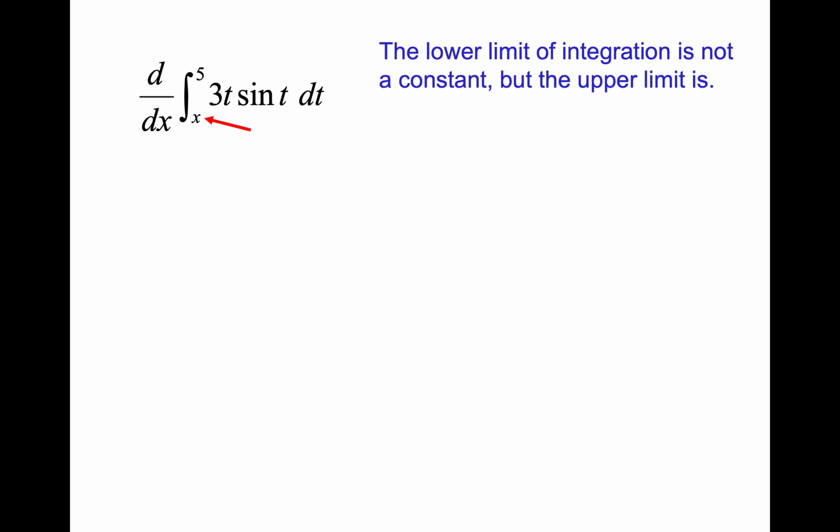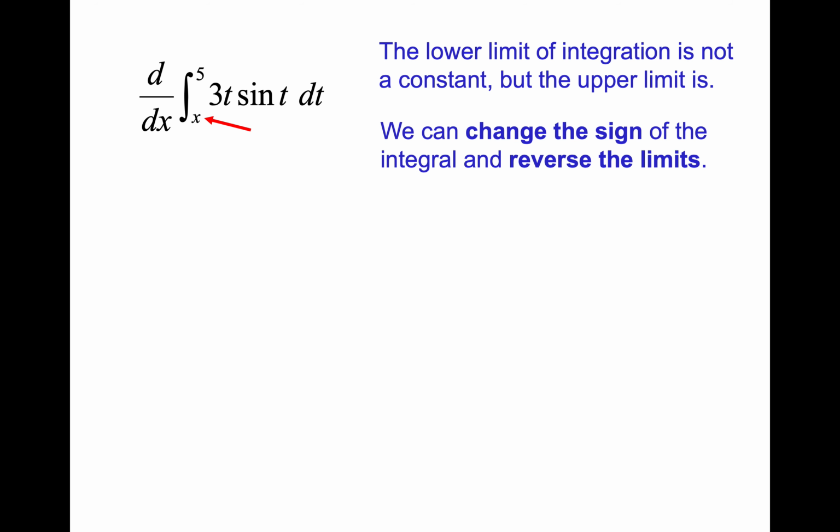Okay, so on this one, we've got the lower limit of integration is not a constant, but the upper limit is. So we need to switch them. We're going to change the sign of the integral and reverse the limits. So remember, we've done that already. That's one of the rules for integrals, and so we make use of it so that we get everything in the right place. Now we can just plug in an x because everything else matches up, and it's just a negative instead.